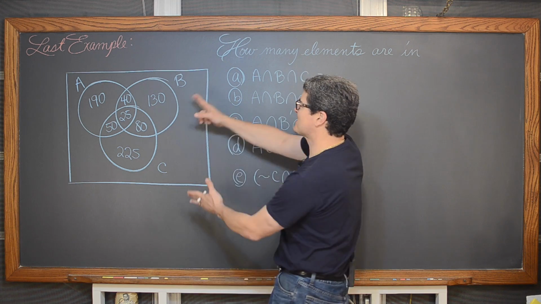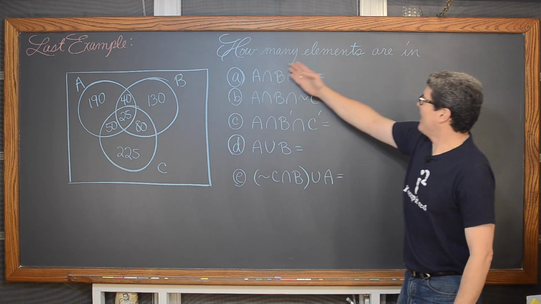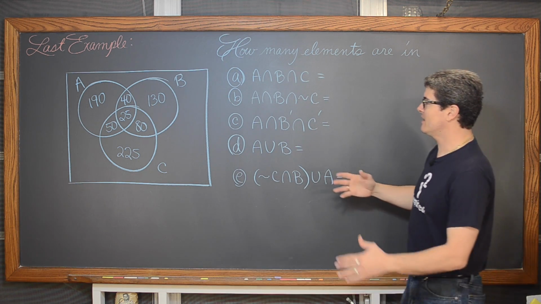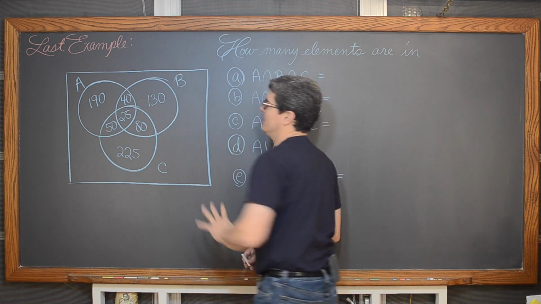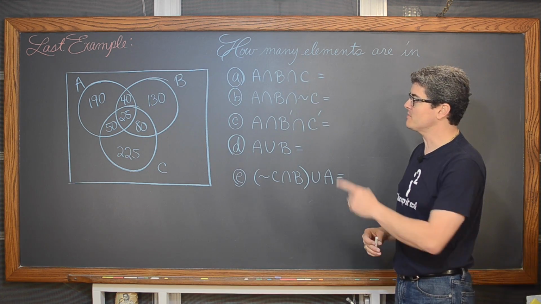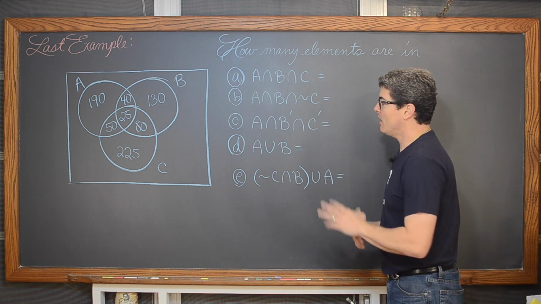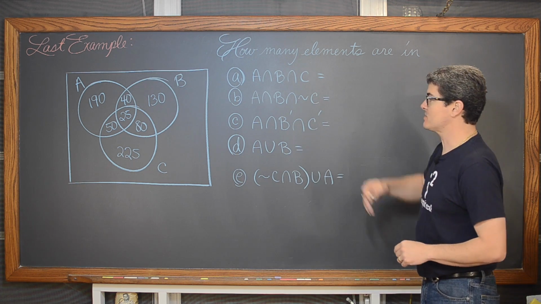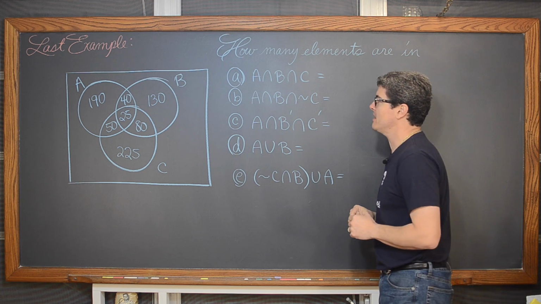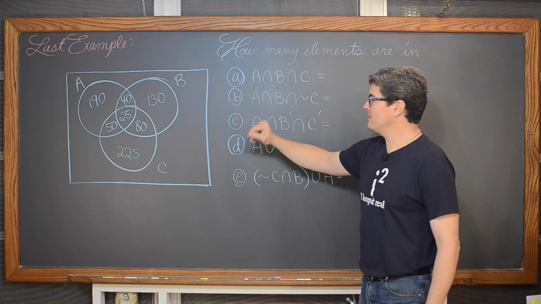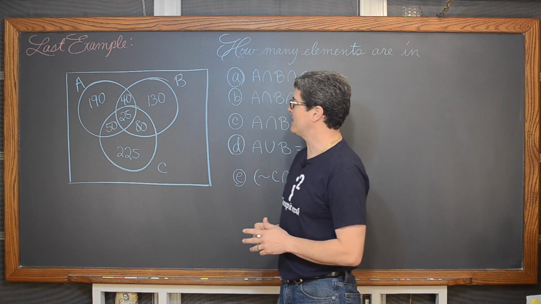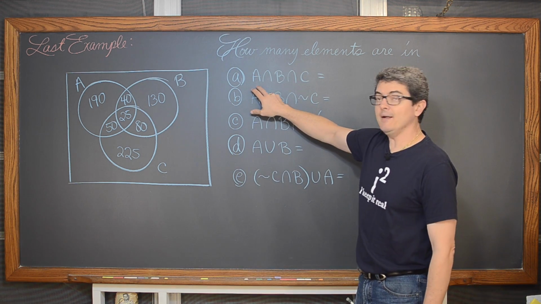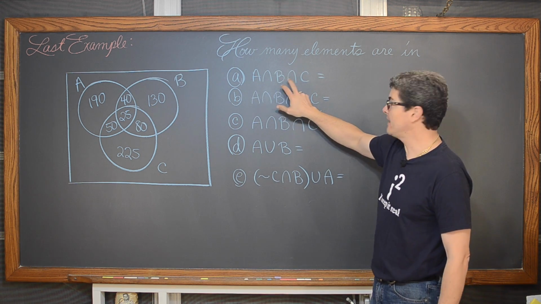Our last example, so sad. Now we have a Venn diagram that has three events, or three sets in it: set A, B, and C. We don't have to set this up, we just have to answer a series of questions based on this Venn diagram. Each one of these numbers represents the number of elements in that set. So how many elements are in A and in B and in C?